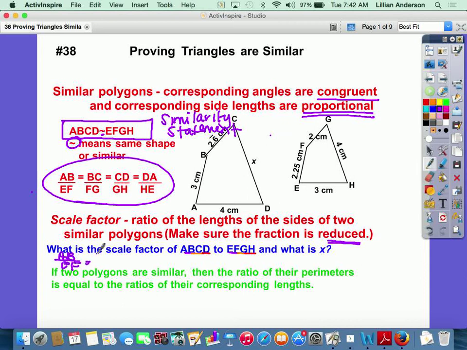Well, AB is 3, EF is 2.25, all right? And if I wanted to figure out what exactly that fraction is, I couldn't leave it like that because that's not simplified. So I go to my calculator and I figure out that that is 4 over 3.